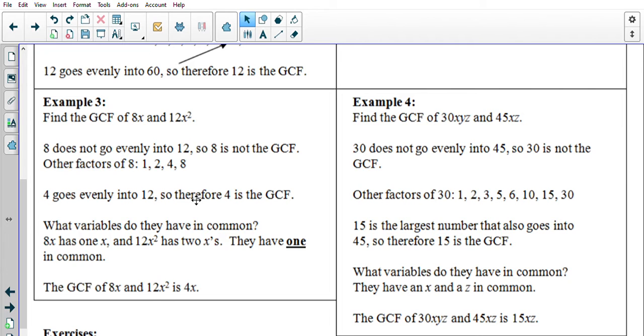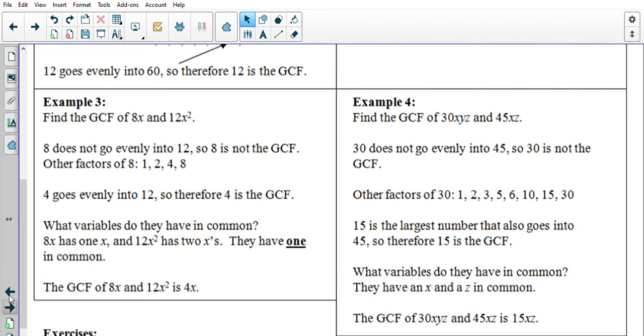Let's look at example 4. We've got 30xyz and 45xz. So find the greatest common factor of 30 and 45. That is 15. And I'm not going to read through all of this. You can look over that if need be. But that's the largest number they both divide by, 15. Now, what variables do they have in common? Looks like we've got xyz and xz. So they both have an x and a z in common. So my GCF is 15xz.